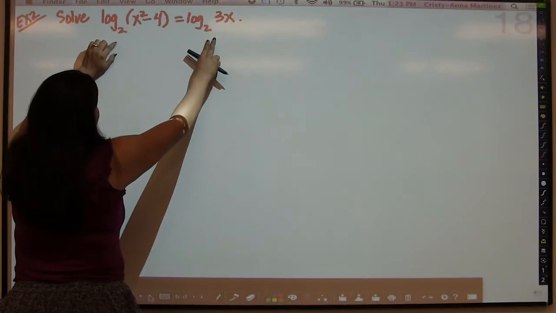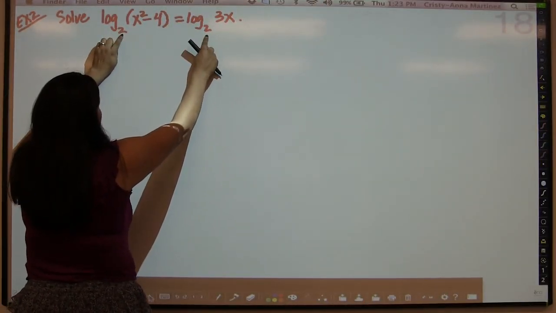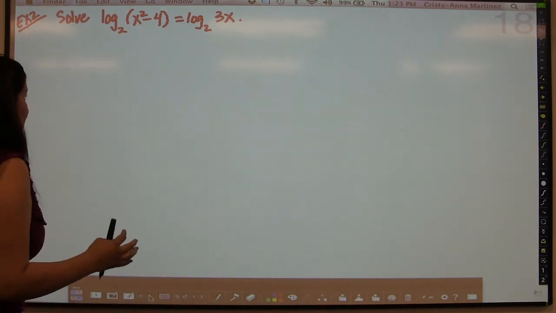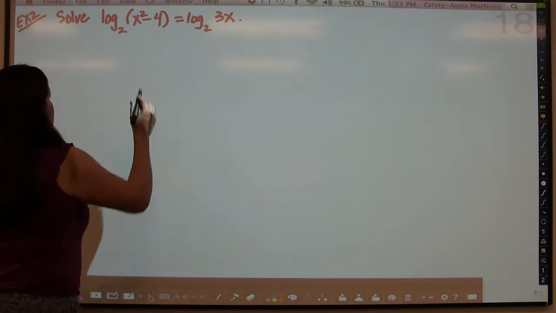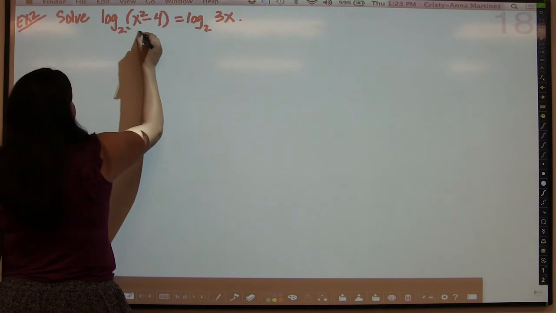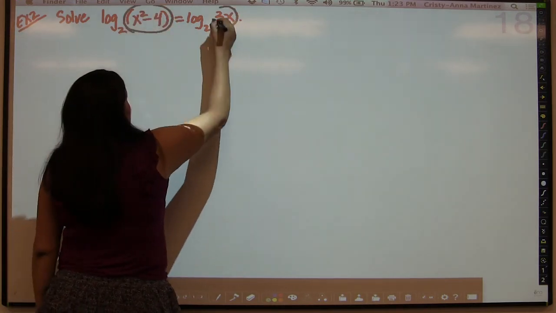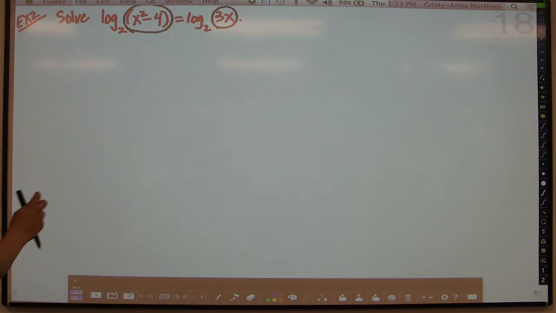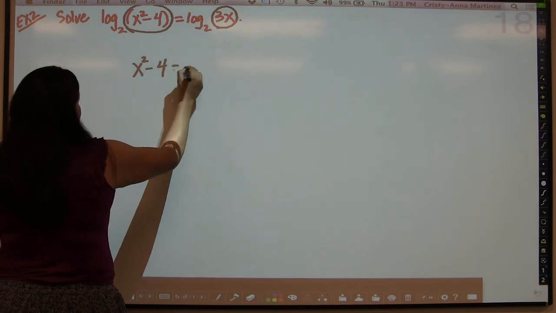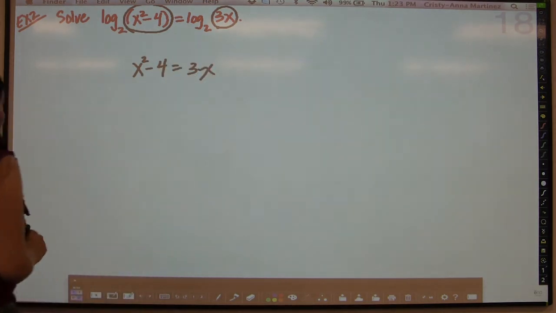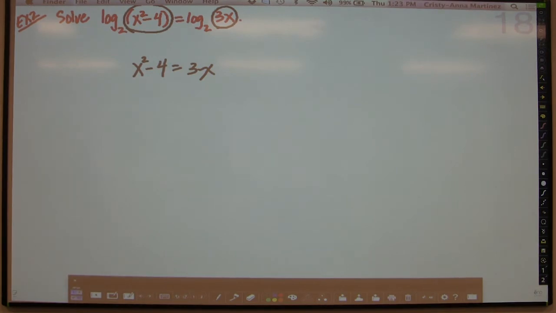In this case, the difference is that you have log on both sides. I want you to notice that they have the same base. They're both log base 2. So the only way for two logarithms that have the same base to be equal to each other is for the arguments to be equal to each other. So the only way for these two logarithms to be equal is for x squared minus 4 to equal 3x. If I can figure out when x squared minus 4 equals 3x, and provided that those solutions are within the domain of the logarithm, then I have my answers.